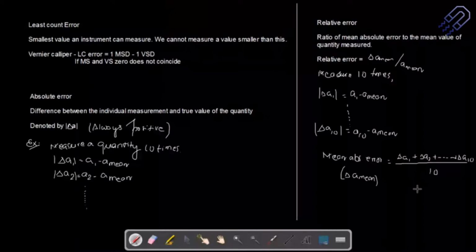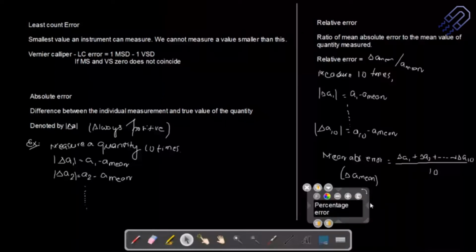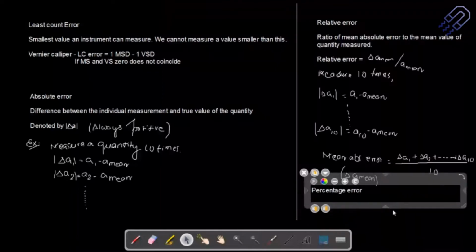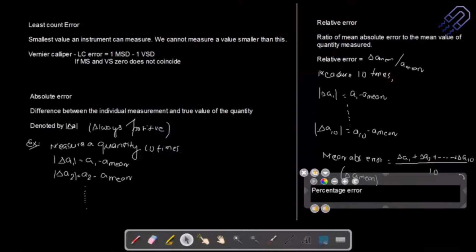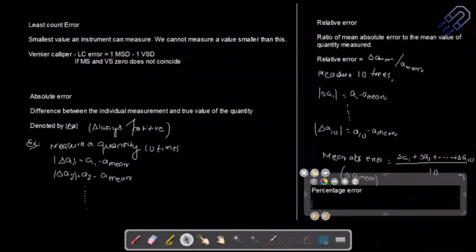And if you want to take the percentage error, percentage error is this. You take the relative error and multiply it with 100, and you get the percentage error. So it is the relative error in terms of percentage.